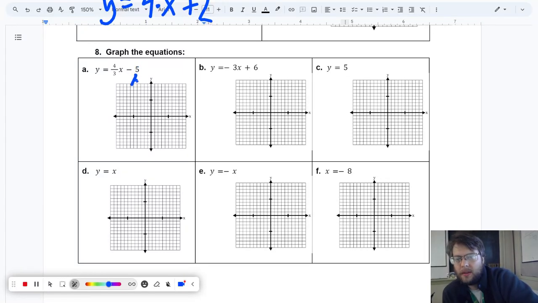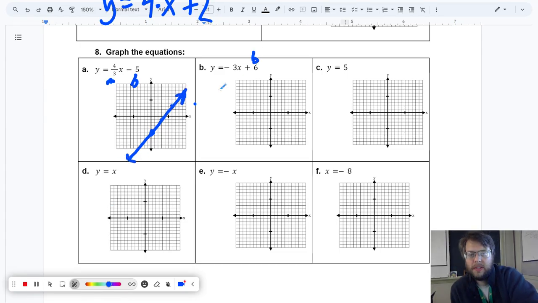This is my B. This is my M. B is -5, so I start there. M is 4/3, so I go up 4 and over 3. Then I go another up 4 over another 3. And I got a line.